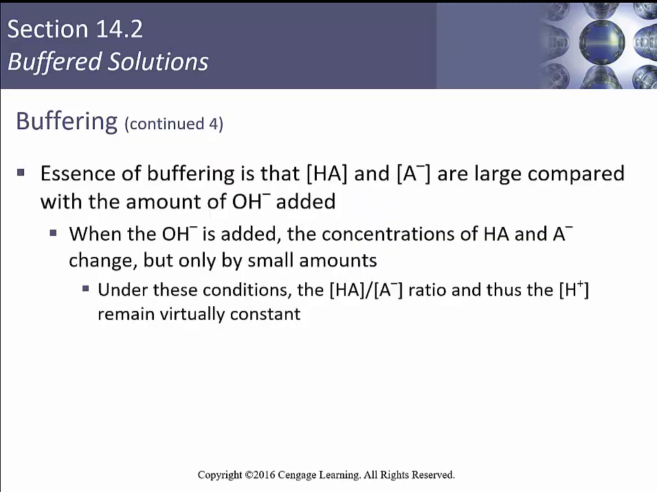The essence of buffering is that our HA and A minus are large compared to the amount of hydroxide that we added. So when our strong base hydroxide is added, the concentrations of HA and A minus change, but only in very small amounts. And under these conditions, the ratio of conjugate weak acid to conjugate weak base, and thus the H plus concentration, are going to remain very steady.